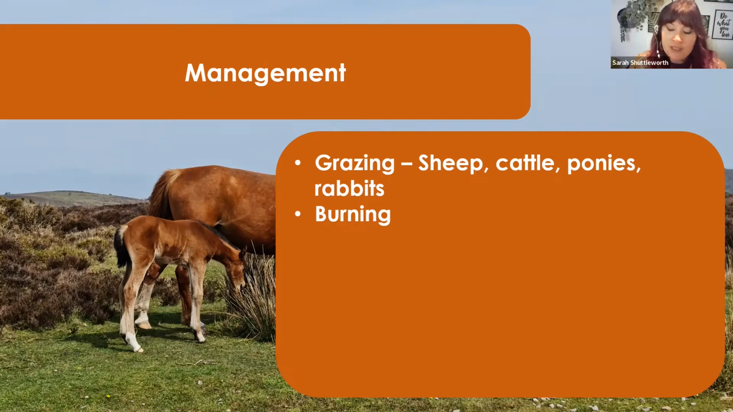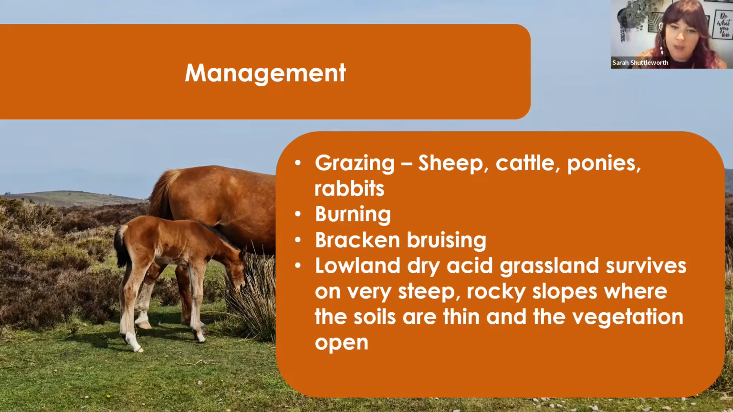You can also get burning as a habitat tool, so it's worth noting if you've got that. Something known as bracken bruising can happen in certain places, which is the act of repeatedly crushing the bracken with mechanical tools on the back of a trailer or something. That's just to suppress the bracken growth. It's not very common, but you can have it.